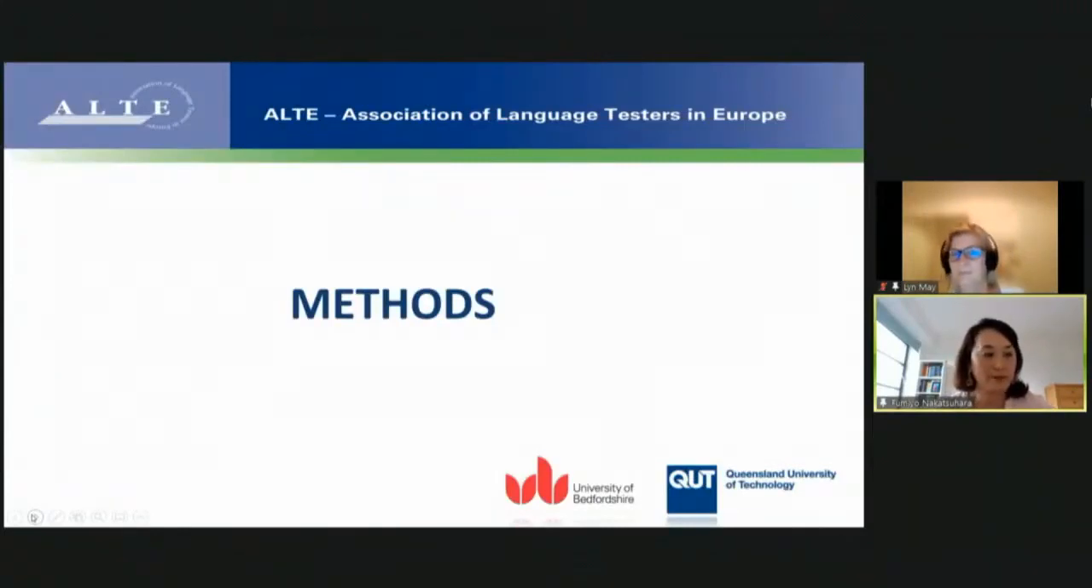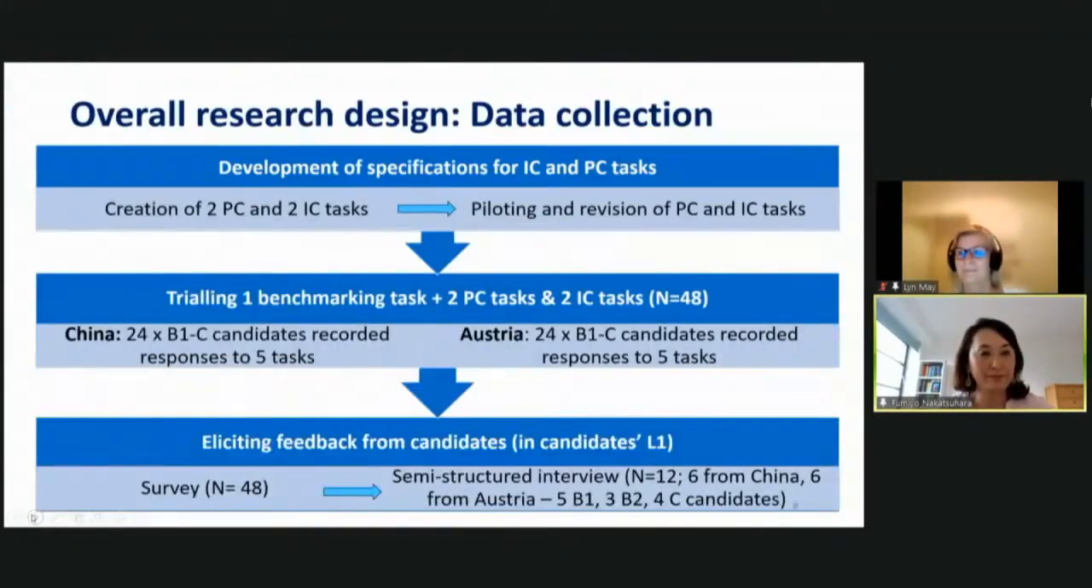And methods. This is the overall research design of our project. We first developed test specifications for pragmatic competence and interactional competence tasks. We are calling them PC and IC, so you will hear those acronyms in our talk, and created 2 PC and 2 IC tasks accordingly.